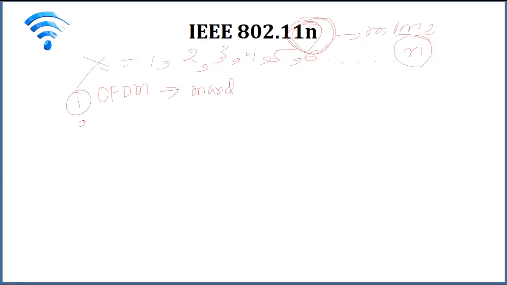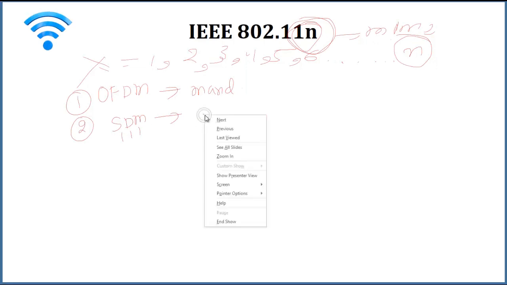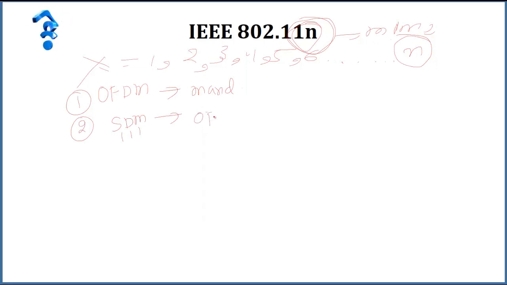The second one is SDM. I think you know SDM, space division multiplexing. This is optional, up to 4 antennas. Why we require SDM is to improve performance by passing data into multiple streams. The data are transmitted through multiple antennas, so that's why it's optional to use it.